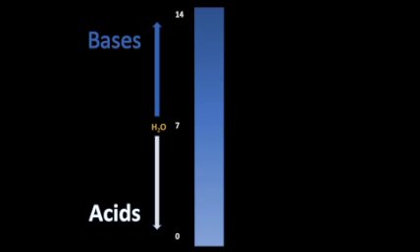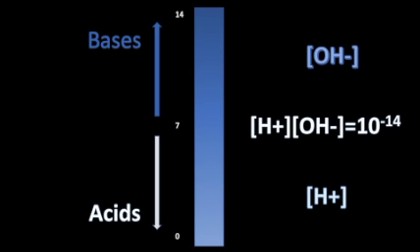Bases and acids are two sides of the same coin. Acids have higher concentrations of H+ ions than OH- ions, while bases have more OH- ions than H+ ions. They are inversely related. The higher the H+ concentration, the lower the OH- concentration will be. The product of the two concentrations in aqueous solutions must be 10 to the negative 14th. If you're curious as to why, get excited about this because you're going to cover it in Chem 115.